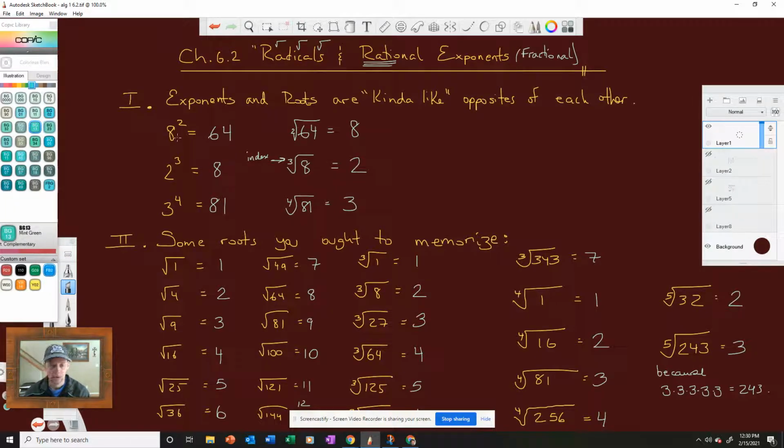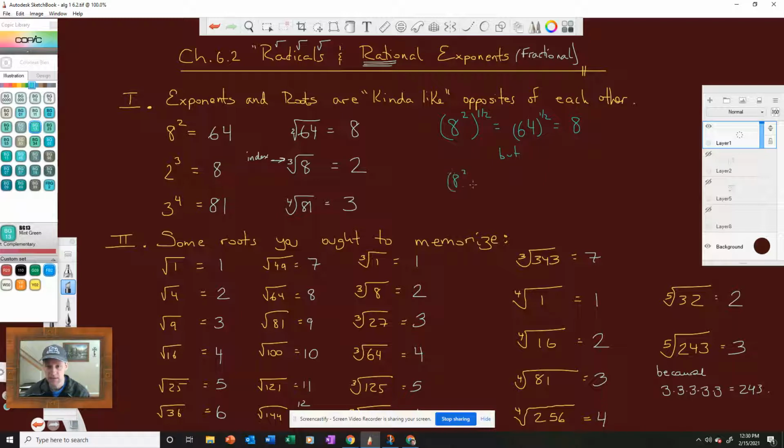Remember how I told you that roots and exponents were kind of like opposites? And then I did 8 squared equals 64, and then I took the square root of 64 and it equaled 8 again. Well, here's what I really did. I took 8 squared, and then I took the square root. Do you recognize that now? So what I'm saying is that 8 squared is 64, and then 64 to the 1/2 equals 8. But I want you to notice also this.